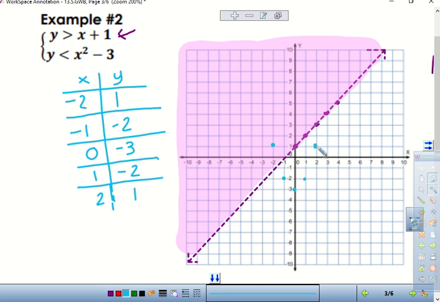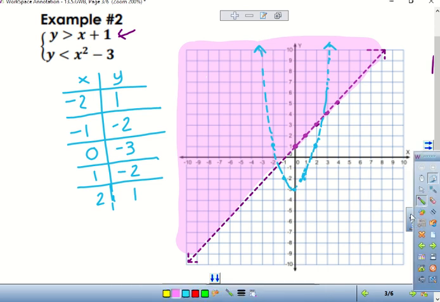Is this going to be solid or dashed? Dashed. Okay. And am I shading above or below? Below.